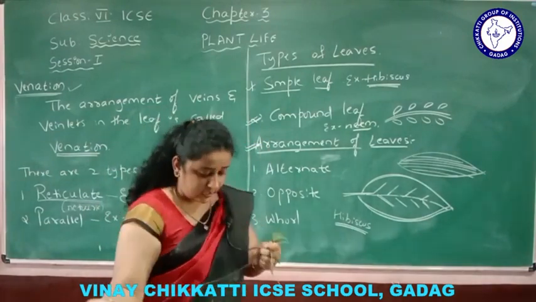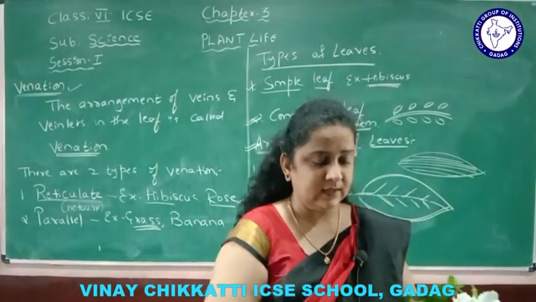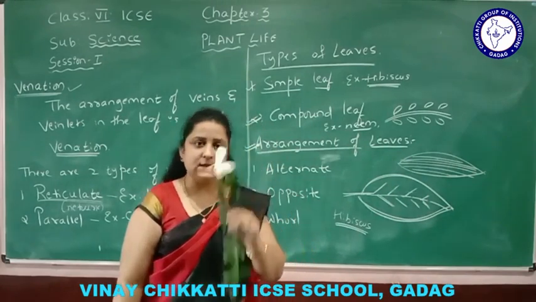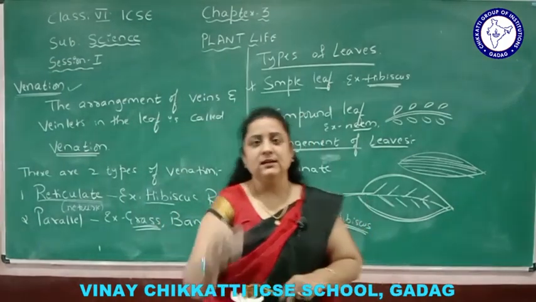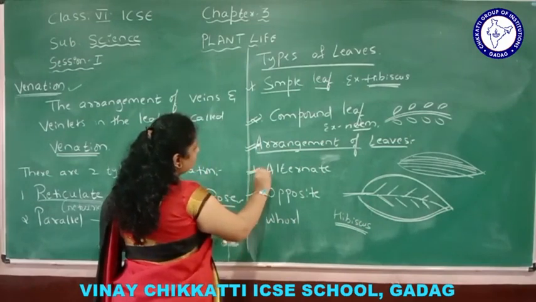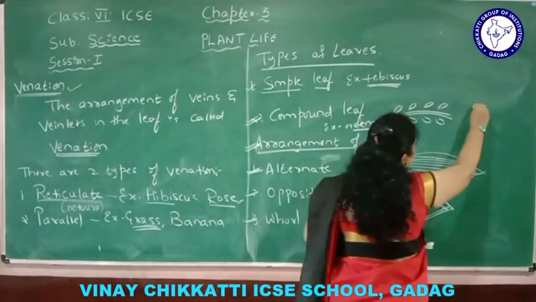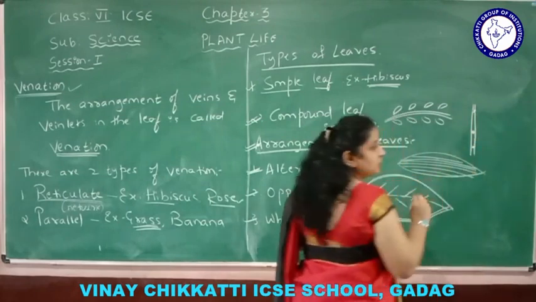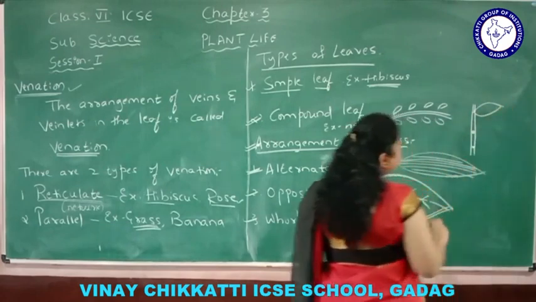Next, coming to the arrangement of leaves. Now we have seen stem, functions of stem, etc. How the leaves are arranged in the plant or on the stem. Arrangement of leaves. Based on the arrangement, there are three types of arrangement in the leaves. Number one, alternate. As the name indicates, alternate. This is the stem, you already know. These are nodes, you already studied. This is internode, and node is the point from where the leaf arises.